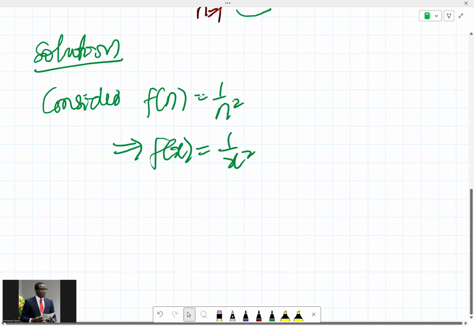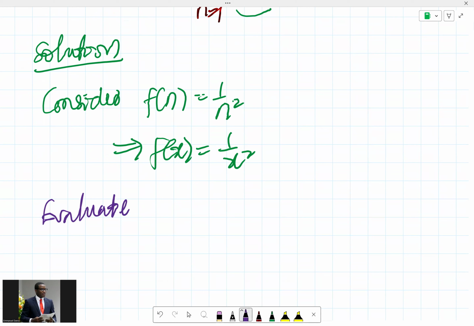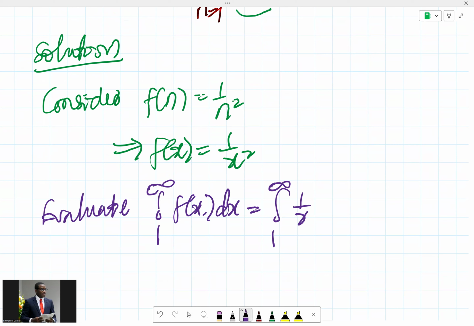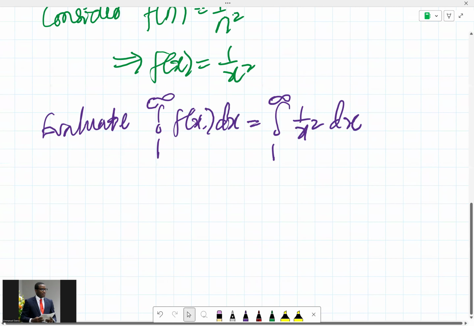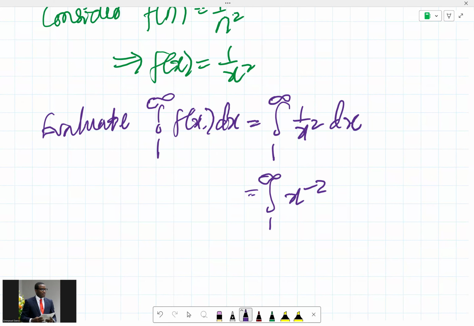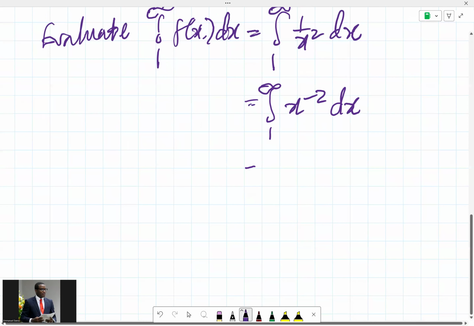So the next thing we want to do is to evaluate the integral from 1 to infinity of f of x dx, which is the integral from 1 to infinity of 1 over x squared dx. Now how do we do this? Surely this is the integral from 1 to infinity of x raised to the power minus 2 dx. If you don't know how to integrate it, I broke it down from beginning to end in the playlist on basic calculus, I think the second or third playlist on this channel.